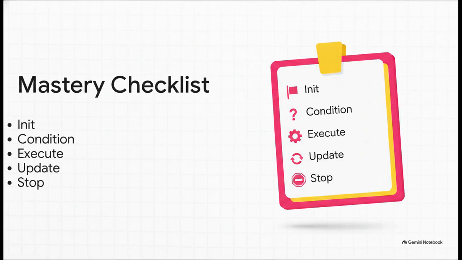To really prove to yourself that you've mastered this, use this 5-point mastery checklist. By the end of this lesson, you should be able to look at any while loop and confidently point out exactly where it initialized, what the controlling condition is, what the execution action is, how the update process works, and logically why it will eventually stop. If you can clearly explain those 5 things, you aren't just using a while loop. You truly understand it inside and out.